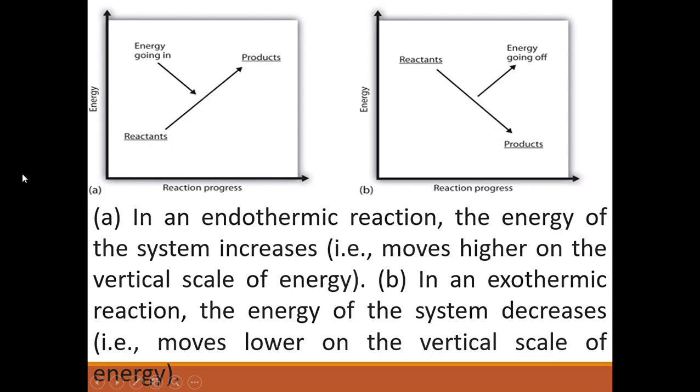Now, in an exothermic reaction, the energy of the system decreases. This is the inverse of the endothermic reaction. So the energy of the system is decreasing. It moves lower on the vertical scale of energy. So again, in an endothermic reaction, the energy of the system is increasing, while in an exothermic reaction, the energy is decreasing.